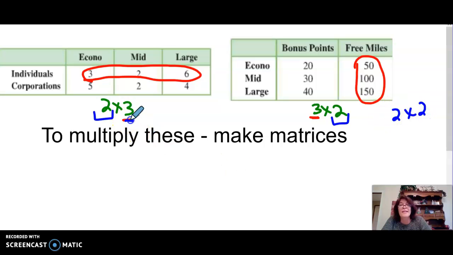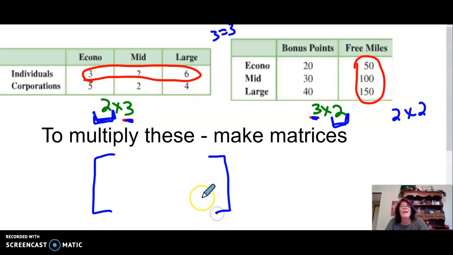All right, I check to see if these middle numbers equal each other, and they do. 3 equals 3. So now I know I can multiply these together. And then I'm like, well, what is it going to end up with? It's going to end up with this many rows and this many columns. Okay, so it's going to be a 2 by 2.